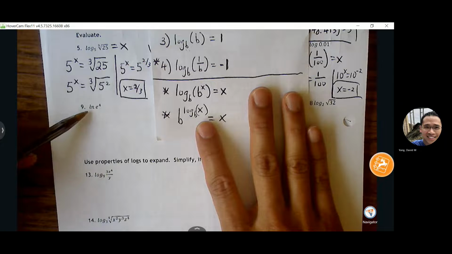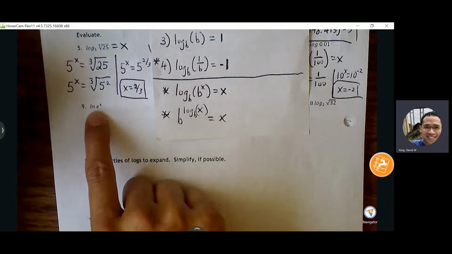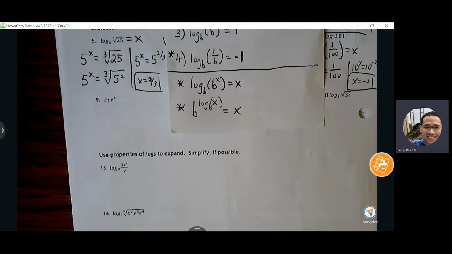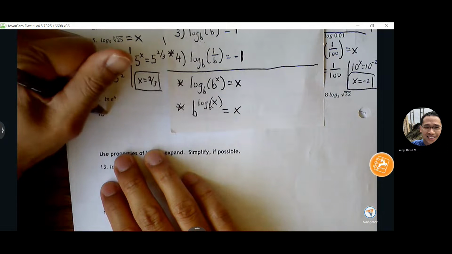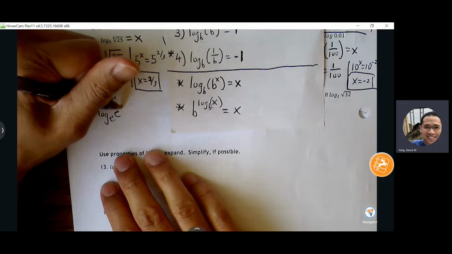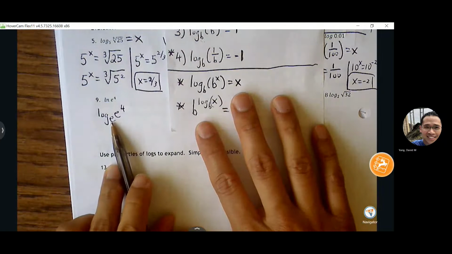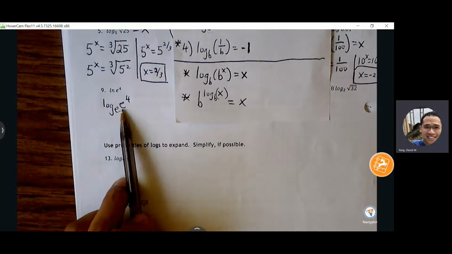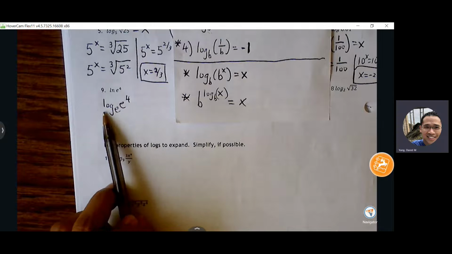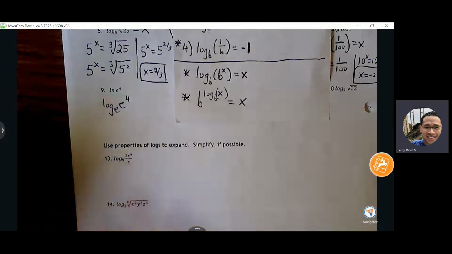So here, number 9, what do you notice here? What property can we apply here? What's that equal to? What if I write it this way? What's log base e of e going to be? 1. So the only thing left is what? The 4. Yeah.